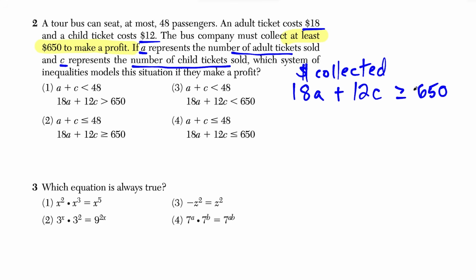The reason why we could have equal to is the word at least. If they said the bus company must collect more than $650, then it would be just greater than. Okay, so I could get rid of these two choices here where the equal to is not included.